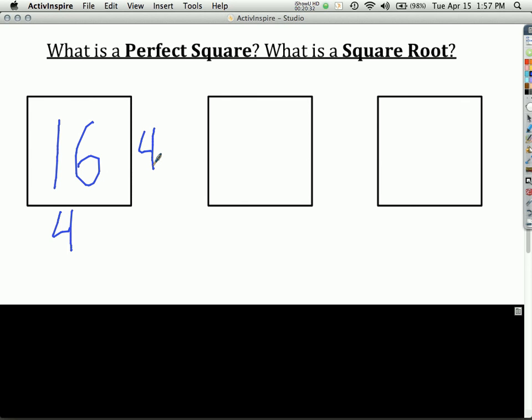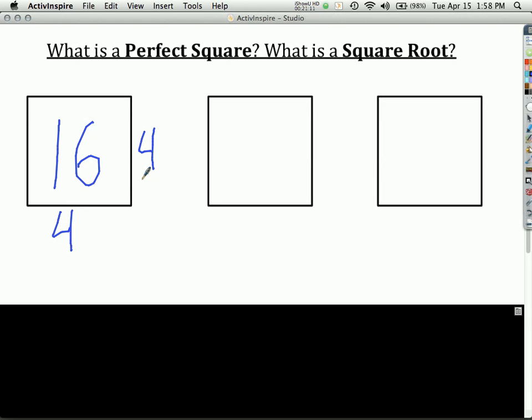Now, can someone tell us, just by looking at this picture, what a square root is? Think of the phrase, square root. What is a square root? John? 16 is what? The square root of it is 4. So the number inside the square is a perfect square. The number outside the square is the square root.